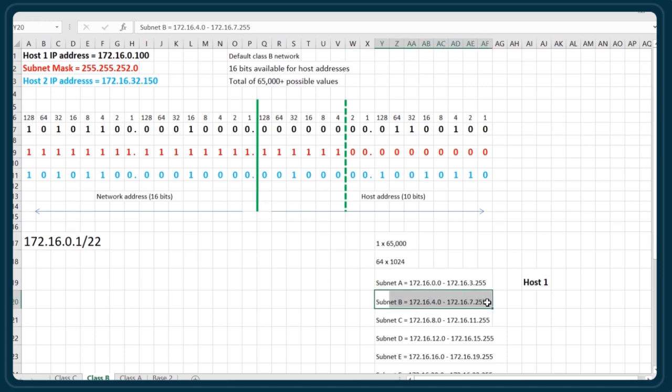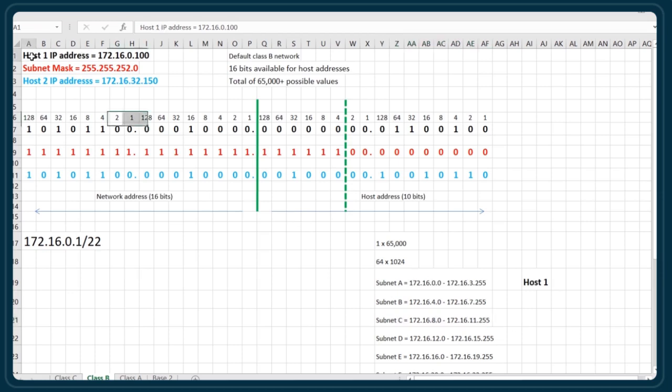So again, I need 4 octets worth of approximately 250 computers to reach 1,000. So I need the 4 octet, the 5 octet, the 6 octet, and the 7 octet. That's 4 octets of about 250 each, getting me about 1,000. Carry that on, subnet C, 172.16.8, through to 11.255. That's the 8 octet, the 9 octet, the 10 octet, and the 11. So again, it's 4 octets worth of about 250 each, getting me 1,000 per subnet.